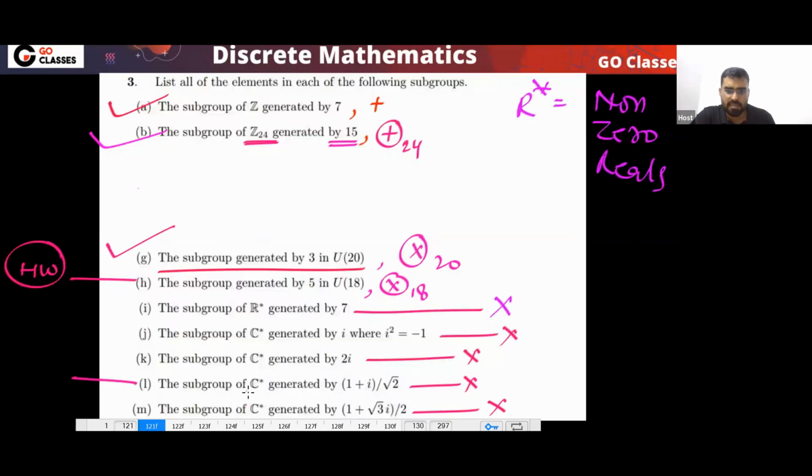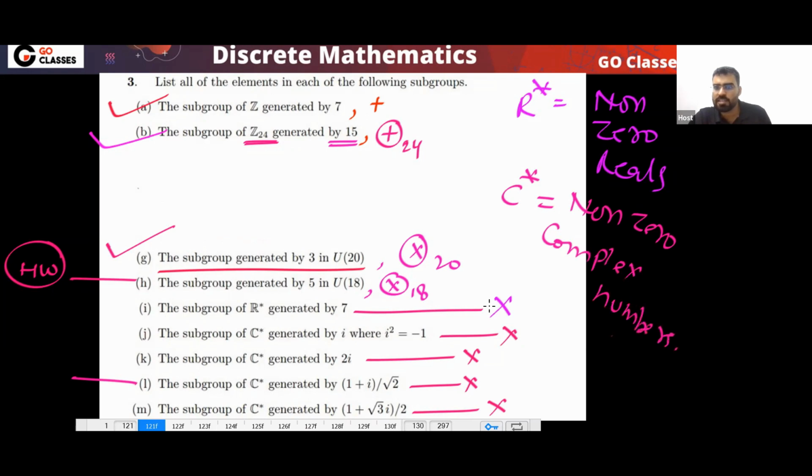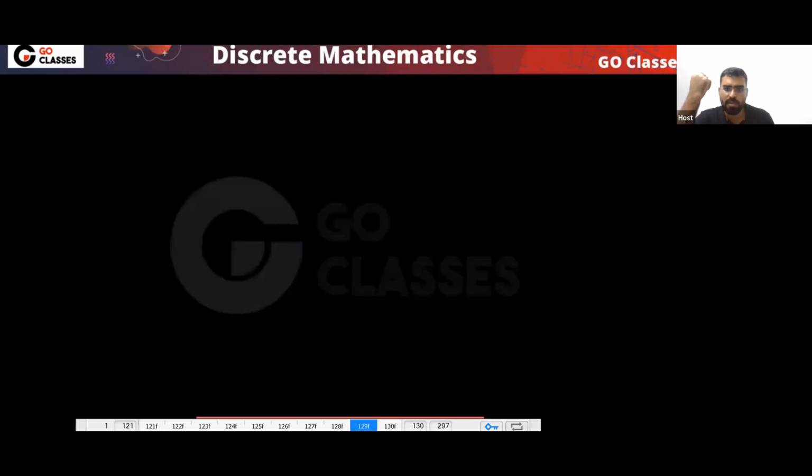And this is saying that C star generated by... remember, C star is what? This is your complex numbers. These are non-zero complex numbers. Complex numbers means iota will be there. The definition of complex number means the iota can be there, like here you have iota. So the question is saying subgroup generated by (1 plus iota) by root 2.